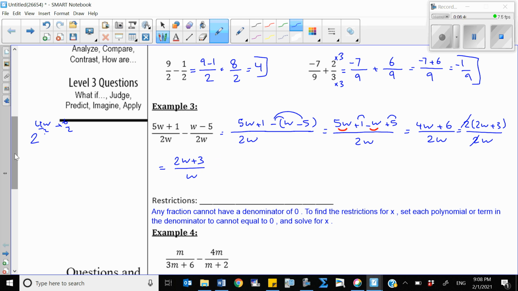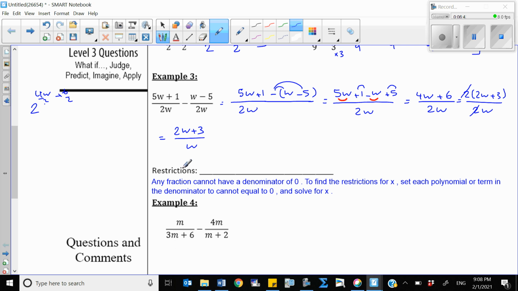The next thing that I need to pay attention to is restrictions. What are restrictions? We need to keep in mind that if we have a rational number or rational algebraic expression, the denominator should not be equal to 0. Whatever we have on top, any number or algebraic expression, divided by 0, that is undefined.